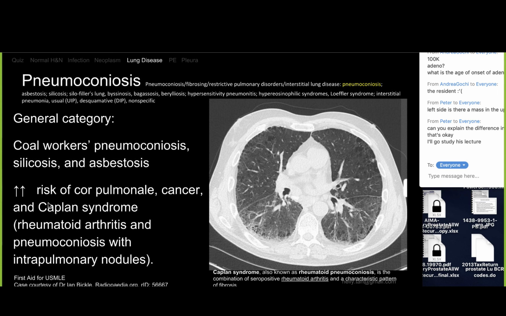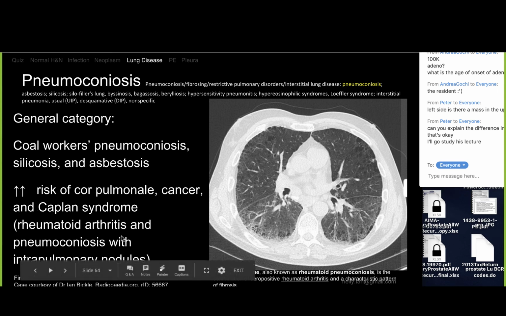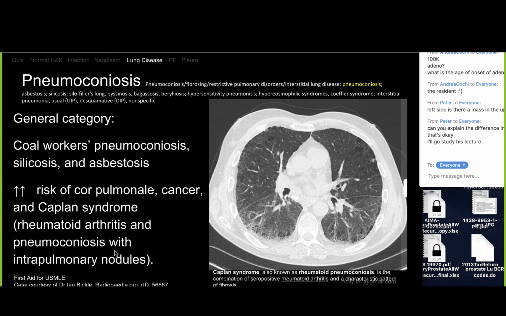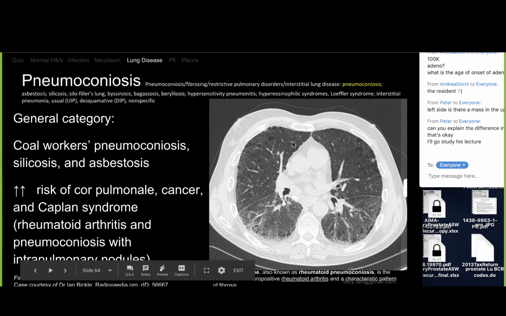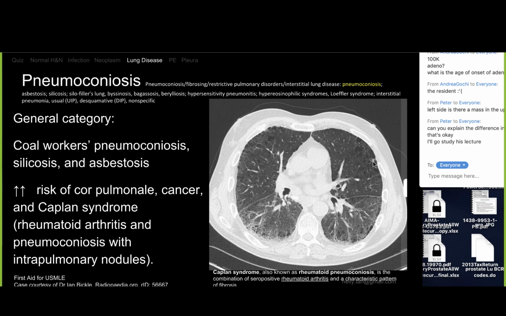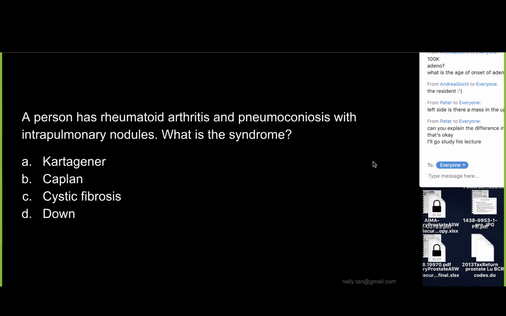This is coming to you from First Aid. So Caplan syndrome is rheumatoid arthritis associated with pneumoconiosis and lung nodules. So here is a case. The patient has a diagnosis of pneumoconiosis. You get this subpleural interstitial lung disease here, and you get little nodules here and there. It's more apparent here, but a constellation of these findings suggests Caplan syndrome. Why does it happen? I don't know. Just another little factoid for you to remember. A person has rheumatoid arthritis, pneumoconiosis, and intrapulmonary nodules. What's the syndrome? That was Caplan.